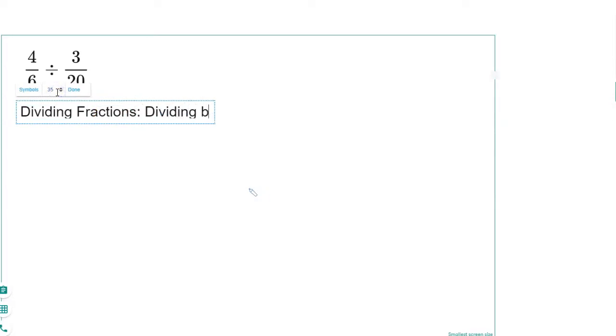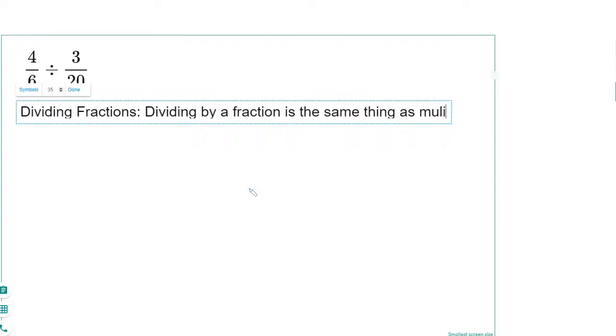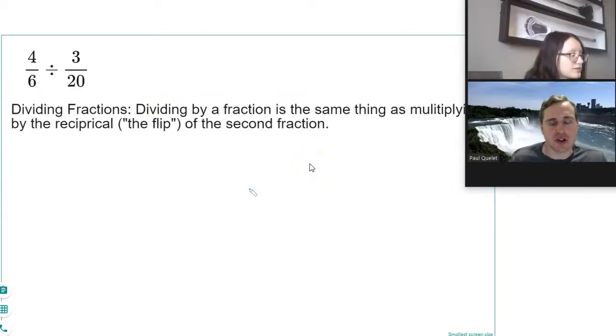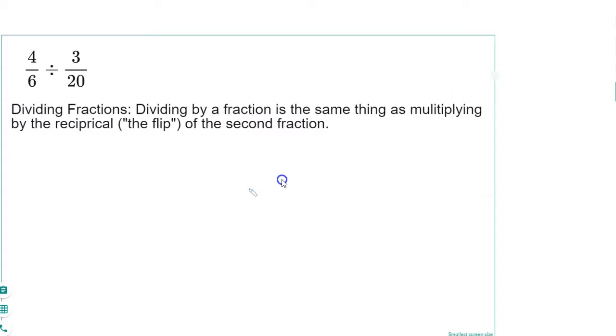Dividing by a fraction is the same thing as multiplying by the reciprocal, which we would call the flip of the second fraction. Dividing by a fraction is the same thing as multiplying by the reciprocal, or the flip of the second fraction.